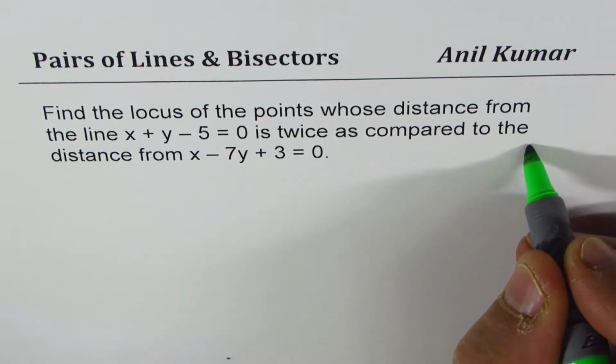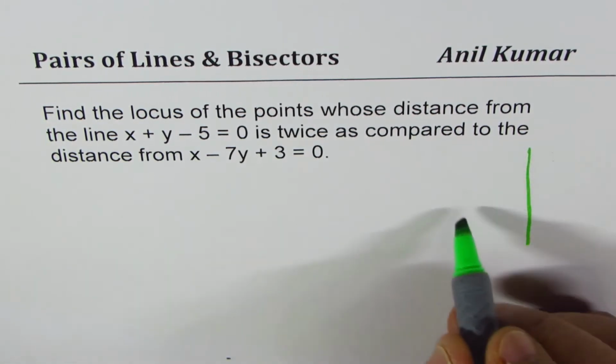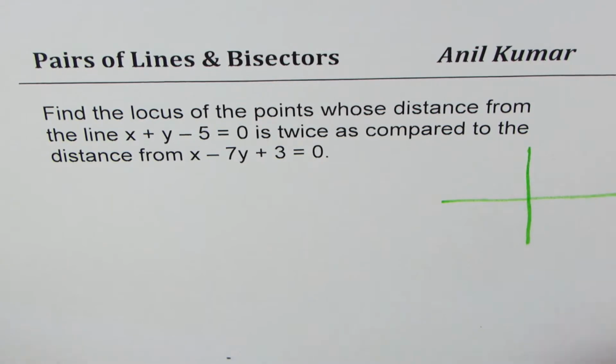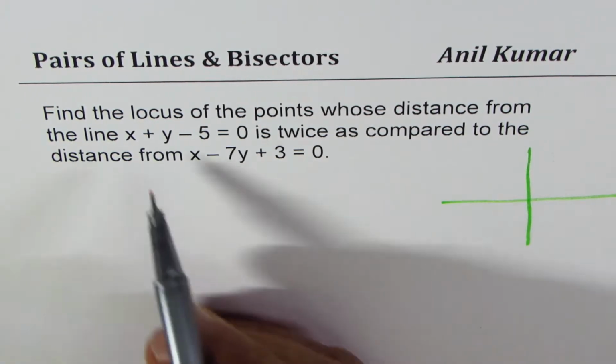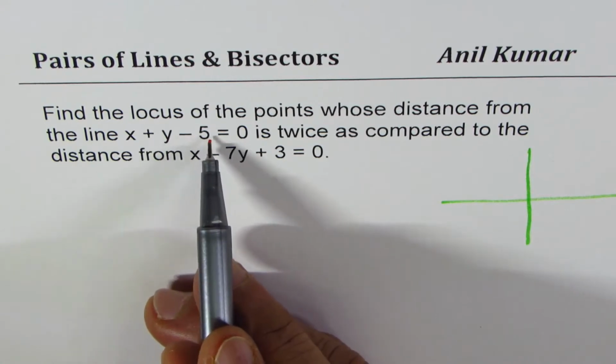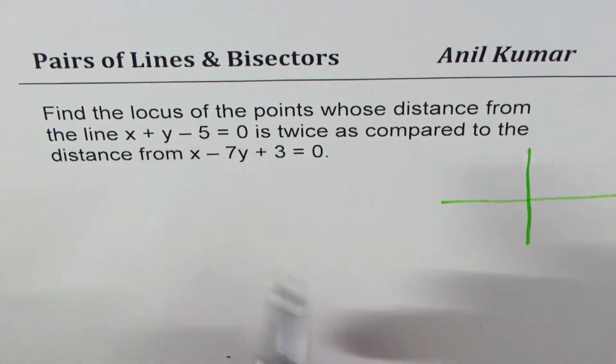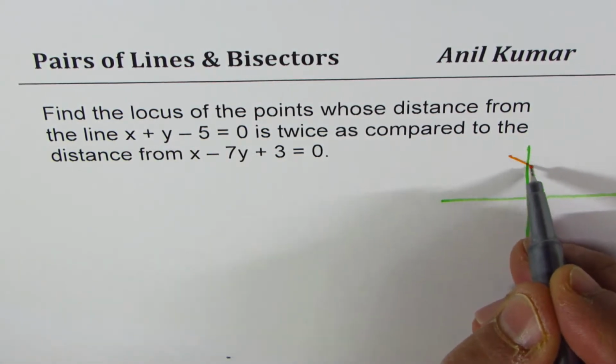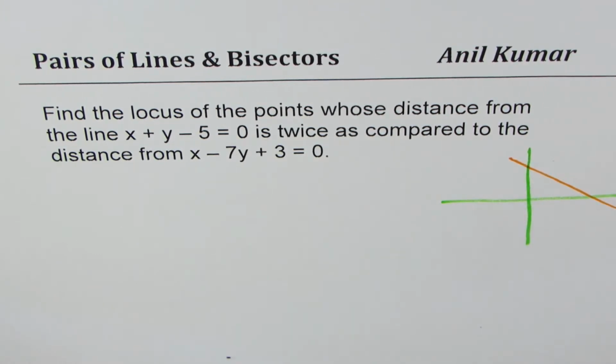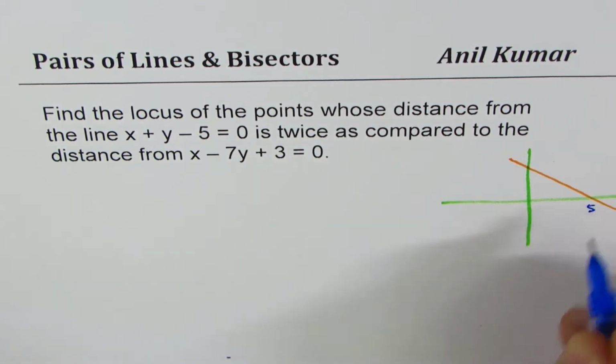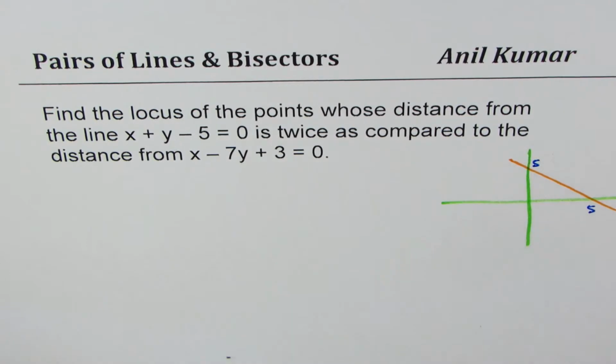Let's see how roughly it looks like. So let's say that's our xy plane. One of the lines is x plus y minus 5. It means it has x and y intercepts of 5, so I could draw it kind of like this, right? Where these points are 5 for us. All these drawings are very rough drawings. The idea is only to understand what we are trying to do.